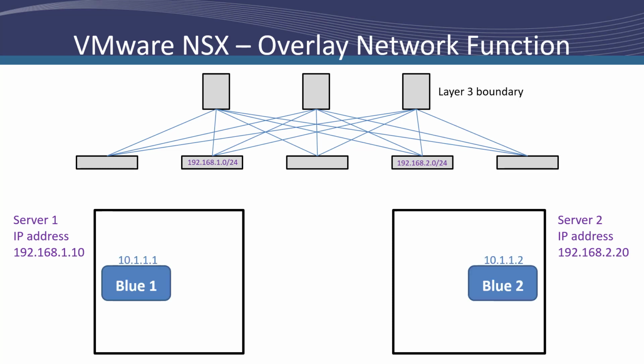Each of the physical servers have virtual machines on them. For this example, we'll put the virtual machines on the blue network and place them both on the 10.1.1 subnet. VXLAN encapsulation is used to enable layer 2 adjacencies even across layer 3 boundaries. This is what allows virtual machines on the same subnet to communicate with each other regardless of where they physically reside.